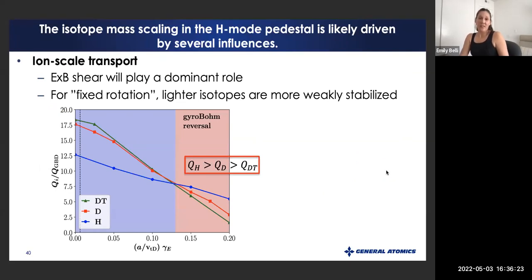So we could also consider the isotope mass scaling in the H-mode pedestal. This is a difficult problem due to computational limitations and has not been well studied. However, we can speculate that the isotope scaling in the pedestal is likely driven by several influences, including ion and electron scale turbulent transport and neoclassical transport. For the ion scale transport, the E cross B shear will likely play a dominant role. Our previous results, consistent with the work of Garcia, showed that for fixed rotation between isotope experiments, lighter isotopes are more weakly stabilized by the E cross B flow shear, and this can lead to a favorable reversal in the isotope scaling of the energy flux.